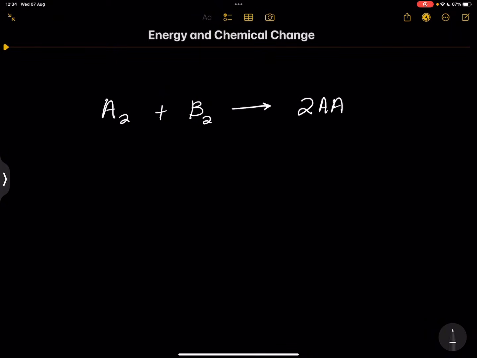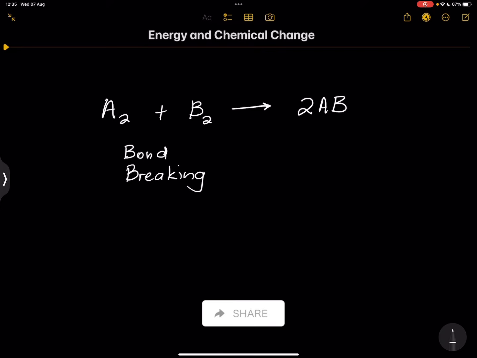Now, there are two processes that must actually take place. The first process is that we must be breaking bonds. So we're going to be breaking bonds on this side. So bond breaking, on the one hand. But on the other hand, we must be forming new bonds. That's the chemical process. So here we are forming bonds. This is the process of bond formation, forming bonds over here.